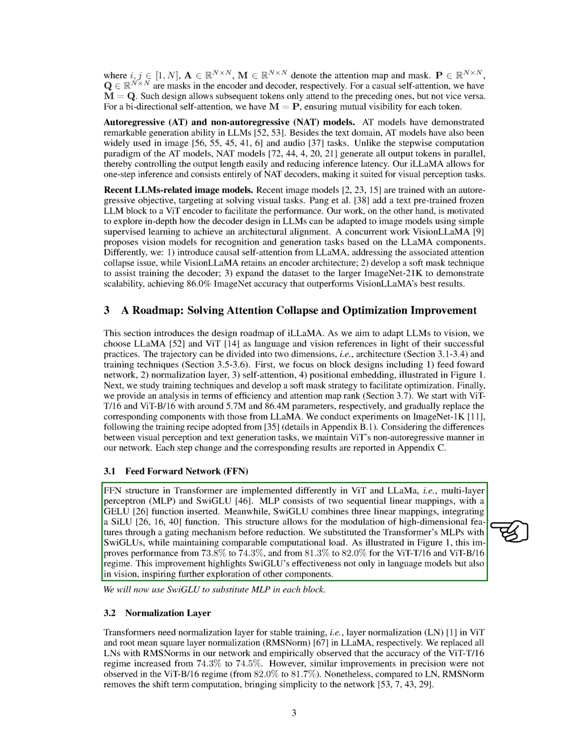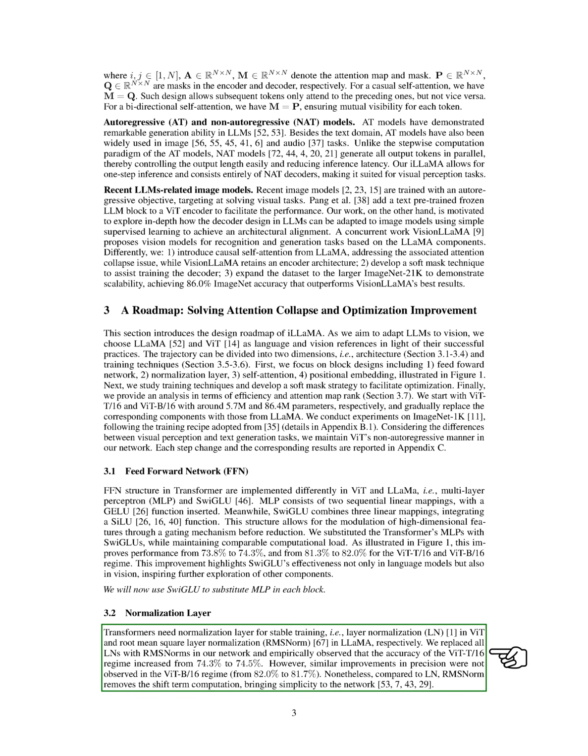The feed-forward network, FFN, structure in transformers differs between ViT and LLaMA, using a multilayer perceptron, MLP, and SwiGLU, respectively. We substitute MLPs with SwiGLUs, maintaining similar computational load. This substitution improves performance for both ViT-T16 and ViT-B16 models.